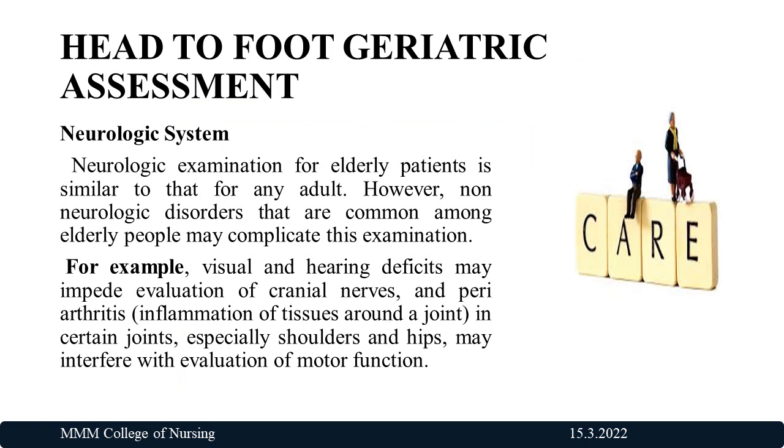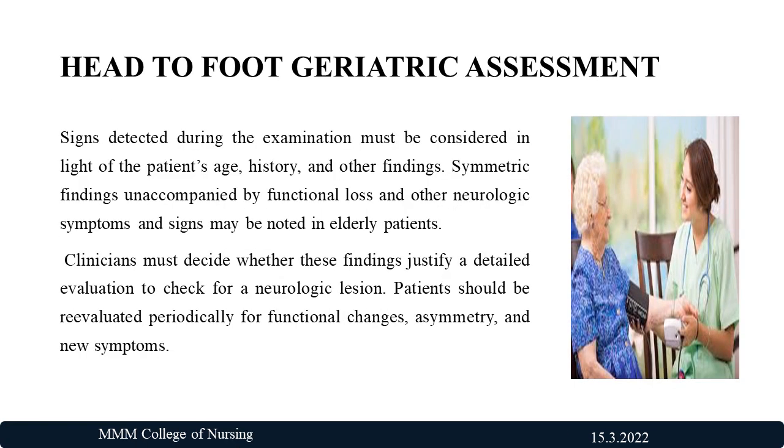Next to be assessed is the neurological system. Neurologic examination for elderly adults is similar to that for any adult. However, non-neurologic disorders that are common among elderly people may complicate this examination. For example, visual and hearing deficits may impede evaluation of the cranial nerves, and periarthritis, which is inflammation of tissues surrounding the joint, especially in the shoulders and hips, may interfere with the evaluation of motor function.